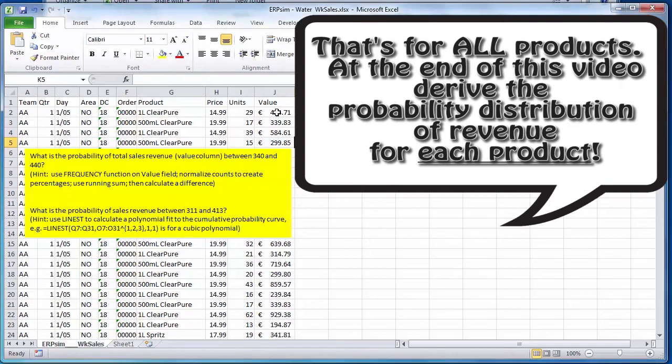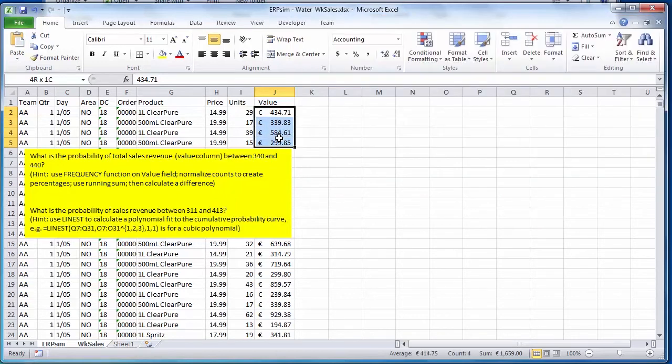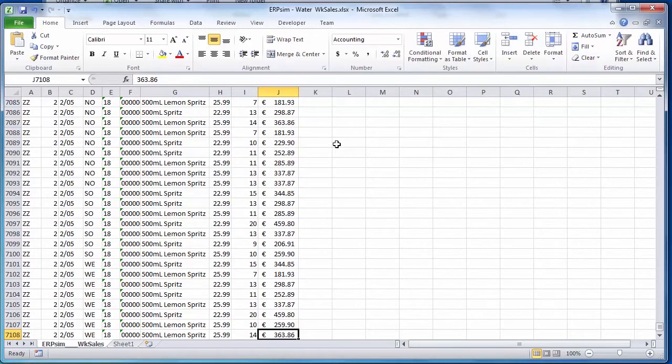And what we're going to do is look at this column of numbers, and what we want to do is find out what's the probability that we're going to get a value that's, say, between some number, some range. And there's a bunch of numbers here. So how many do I have? I've got about 7,100 records.